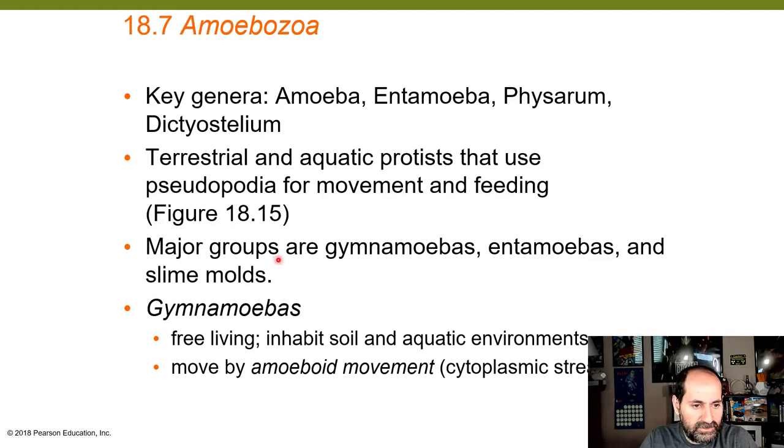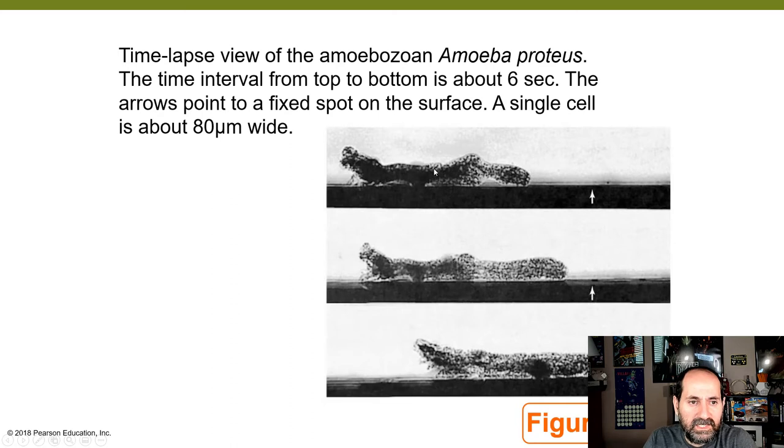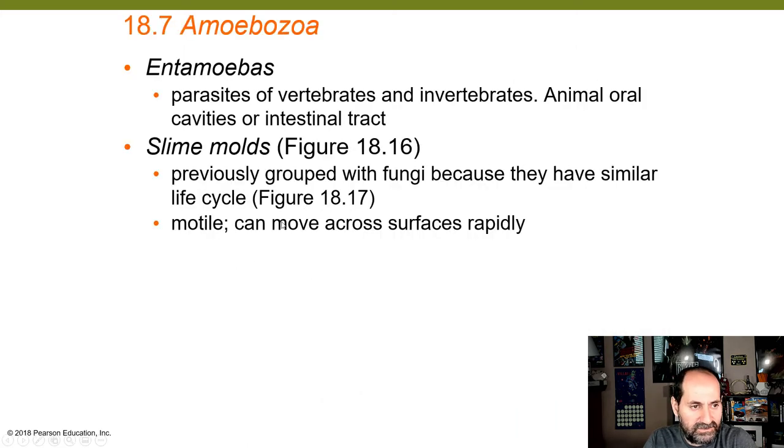Okay. Major groups are the gymnamoebas, the entamoebas, and the slime molds. So let's talk about the gymnamoebas. Free living, inhabit soil and aquatic environments, move by amoeboid movement. That's what I was showing you here. This is your textbook amoeba called Amoeba proteus. When students think of amoeba, this is the amoeba your mind usually jumps to, if you think about amoeba at all. So you can see every 6 seconds, you're seeing the amoeba move this amount of distance.